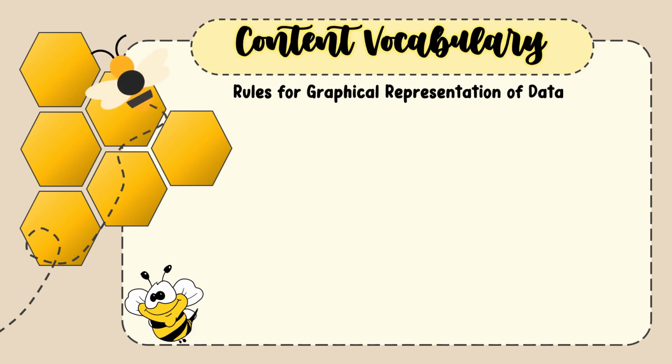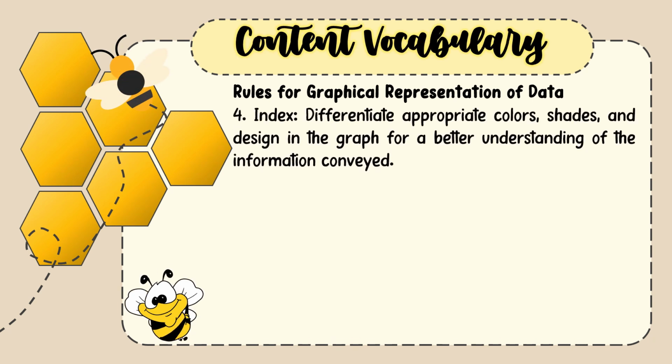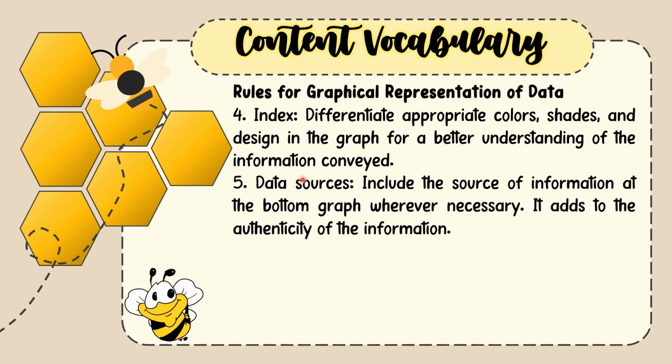The fourth one is the index. Differentiate appropriate colors, shades, and design in the graph for a better understanding of the information conveyed. The fifth one is the data sources. Include the source of information at the bottom of the graph wherever necessary. It adds to the authenticity of the information.